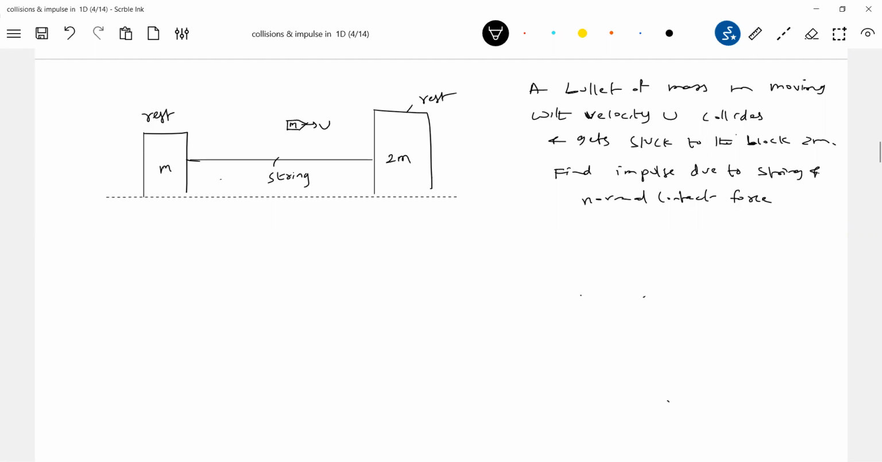Read the question. It is asking for the impulse due to the string and the normal contact force. So the bullet will come in. I'll speak louder. So this is a bullet moving with a speed u. It will come, collide with this, and get stuck to the block 2m. Then what is the impulse set up in the string as well as the normal contact? So this is almost straight like this. A very basic problem I'm starting. This you have to use in coming numericals.